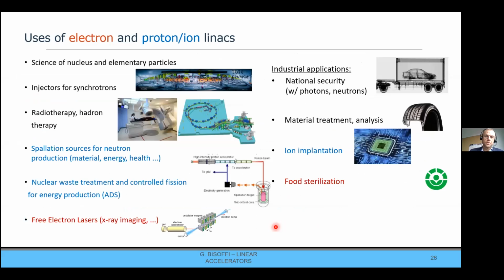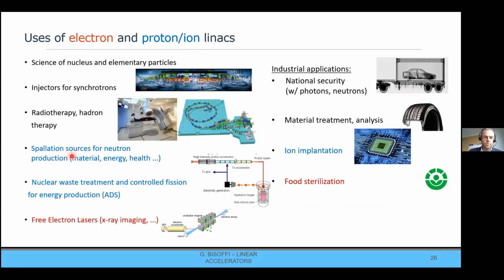LINACs are used for many purposes, both electron and proton and ion LINACs: for the science of nuclei and elementary particles, for injection to synchrotrons, for radiotherapy and hadron therapy. So in black are the LINACs which can be made of electrons or hadrons for these purposes. In blue, the proton and ion LINACs. In red, the electron LINACs.